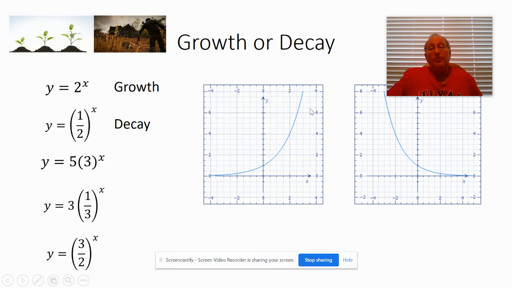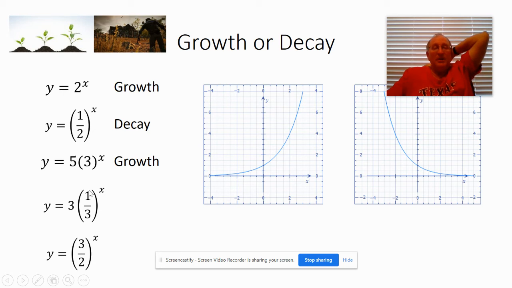So here's our one for a growth. This is our graph for a growth, and this is our one for the decay. Okay, that's a decay one. This is the first growth right here. That's the decay. So this one here, ooh, we have a 5 and a 3. But the only one that matters is the number in the parentheses here, because that's our base one. So it is a growth.